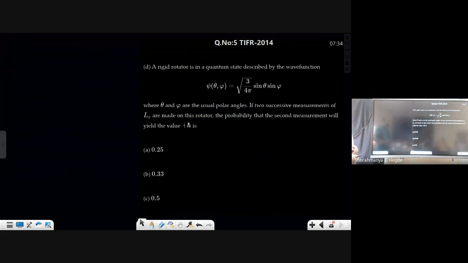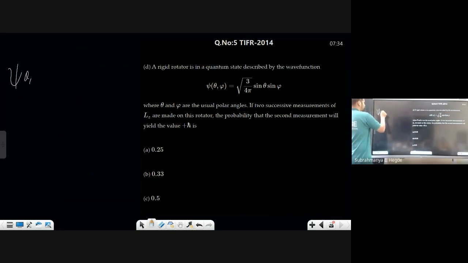Now the rigid rotator problem. In Griffiths he has given the rigid rotator problem. I told you about molecular spectra: the rigid rotator's energy eigenstates are spherical harmonics. At least you should know that. A rigid rotator is in the quantum state described by this one. This is not any direct spherical harmonic. It's again a linear combination of spherical harmonics. I'll give the hint now and solve it in some other class.